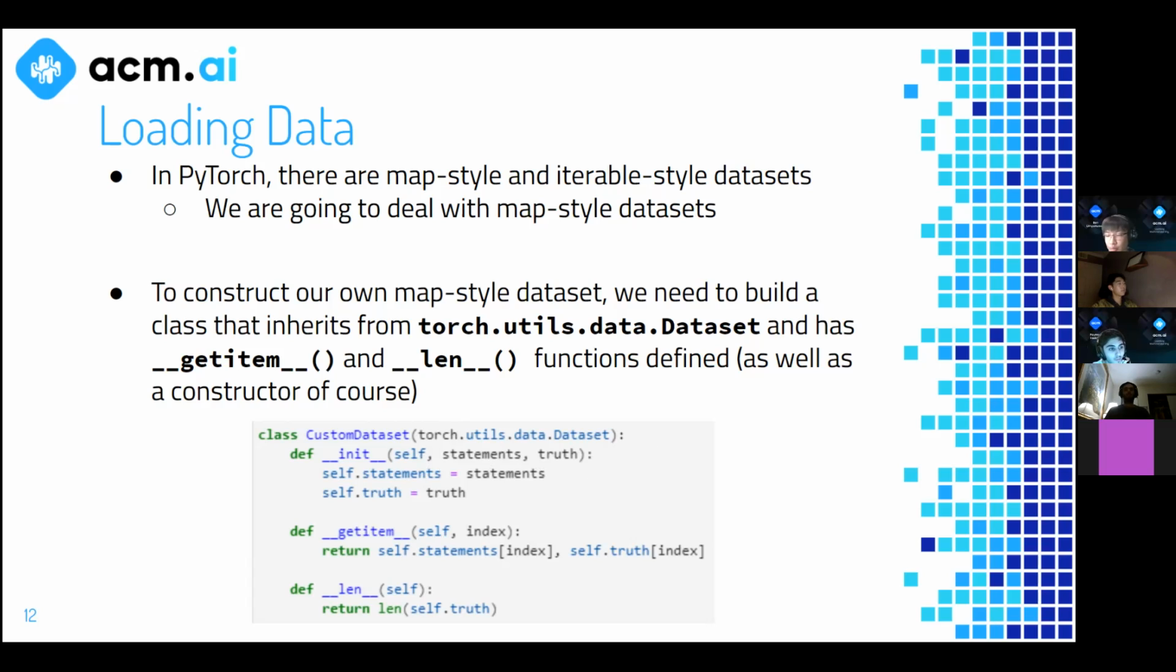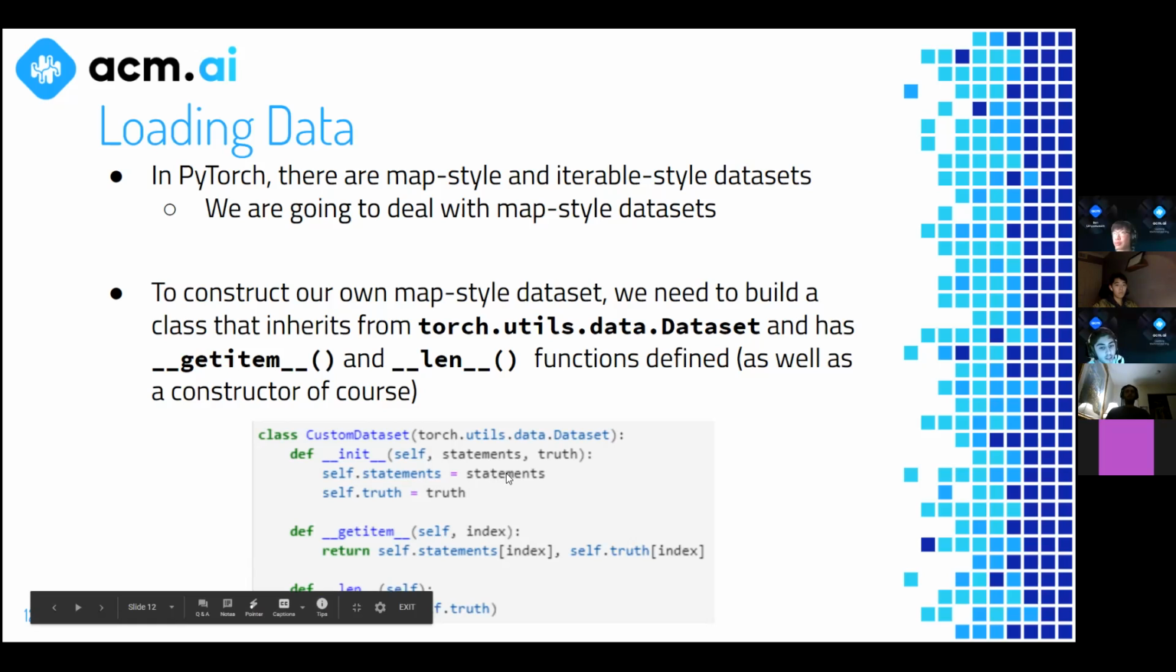So one entry in statements, if we go back to the examples we were looking at at the very beginning of our workshops, could be a 28 by 28 handwritten digit image. And then truth could be the label for that image. So if it's a 9, then it would just be the number 9.